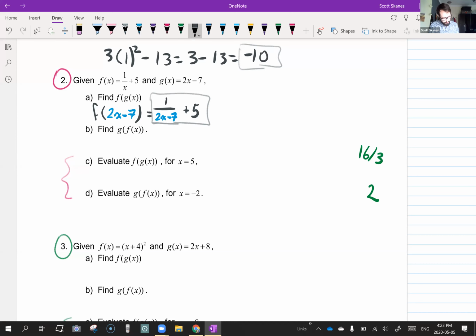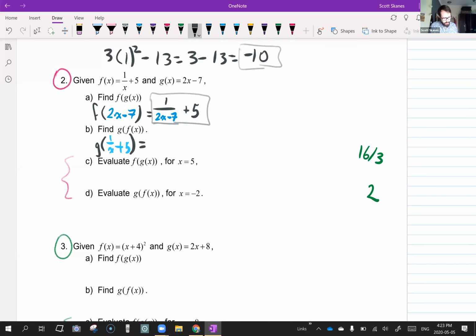In the second question, we want g and f is inside of it. So it's 1 over x plus 5 is what we're going to replace all our x's with. It's a plus. I'm going to change up my color scheme. And b is 2 over x plus 3. Yep, I think you're right.